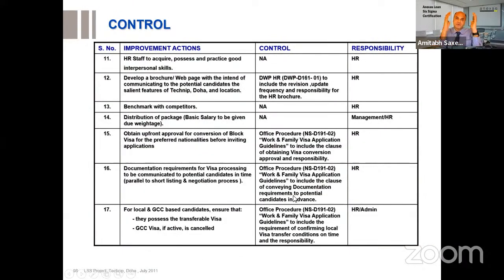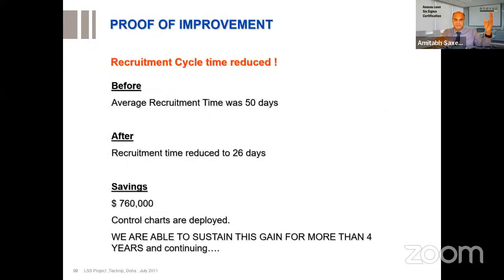Now, once we have improved, then you have to control, you have to sustain the gains. How would you sustain the gains? You put audit plans, check sheets, review plans, continuous training plans, so that people get trained and they don't go back to the original stage. So that is how you do a project. So this was an improvement project.